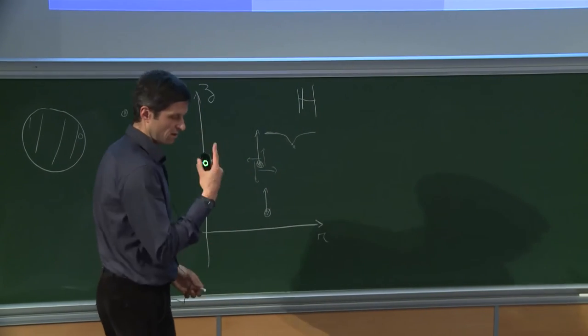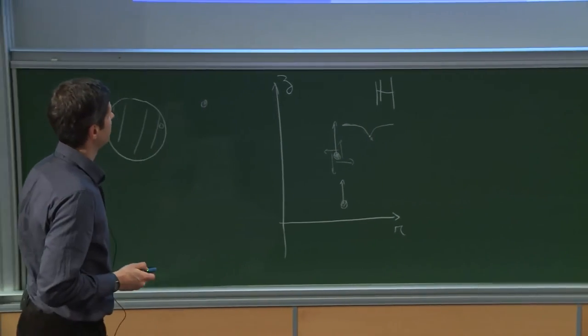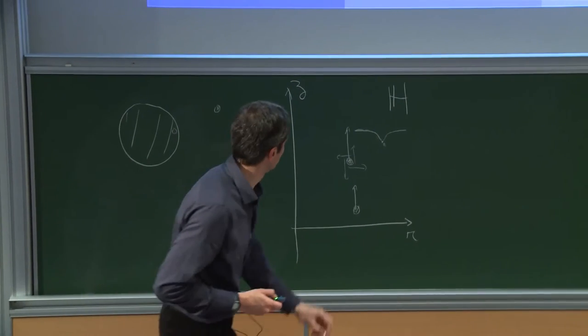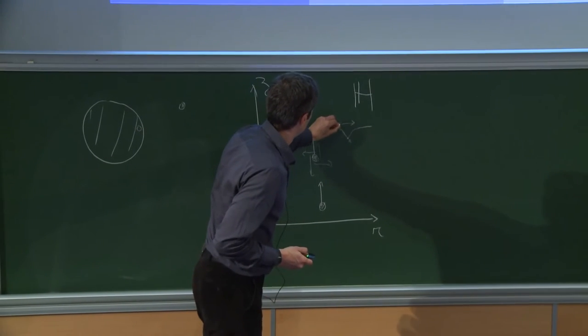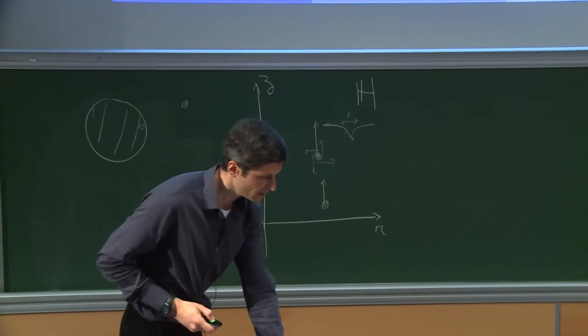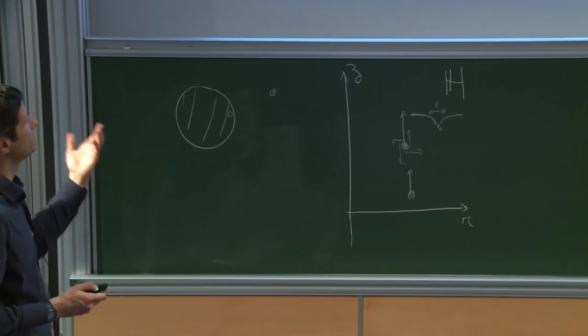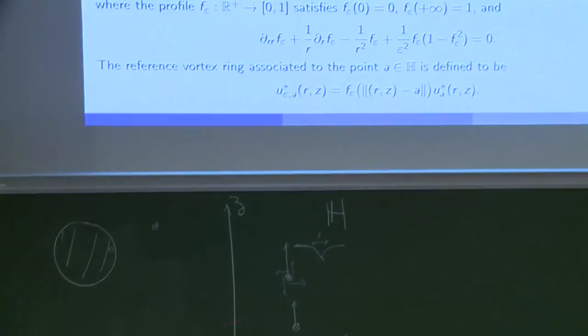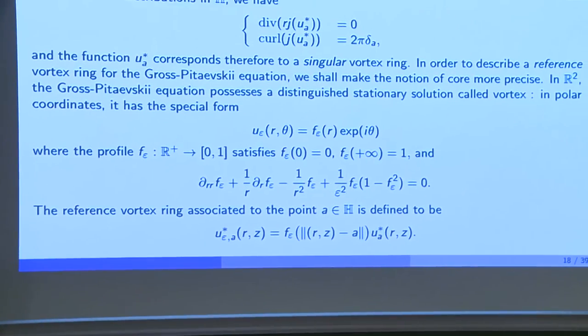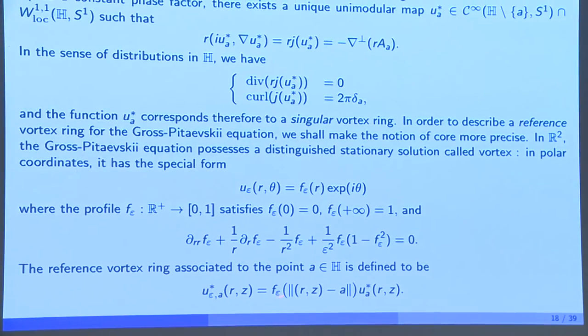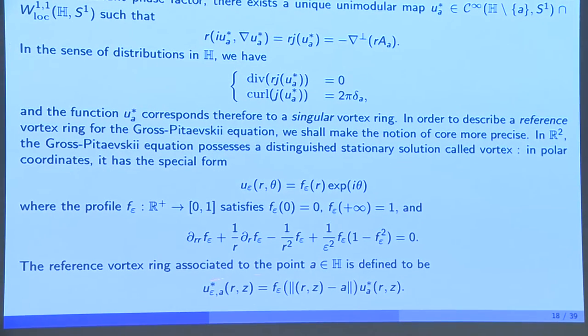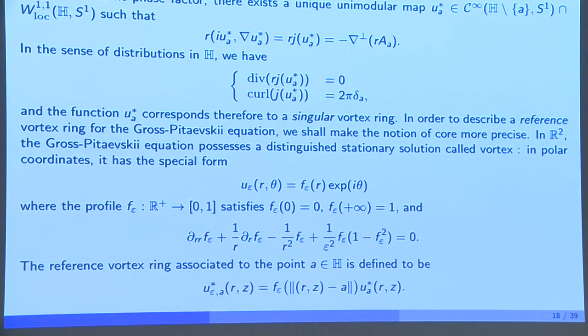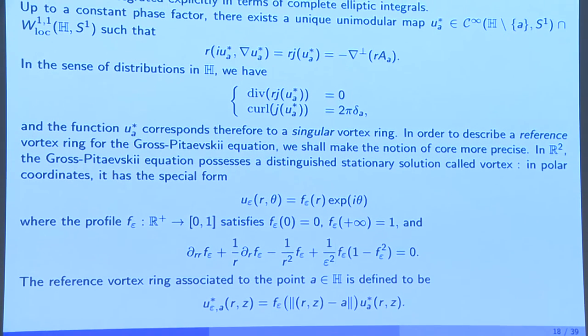It will not be x over modulus of x, but you regularize it by something which has a width of order epsilon. And this is energetically optimal in a sense. It is the best way to regularize a singular vortex ring in the context of the Gross-Pitaevskii equation. And then you define your field just in this way. So this would be the equivalent of a vortex disk in the 2D Euler.